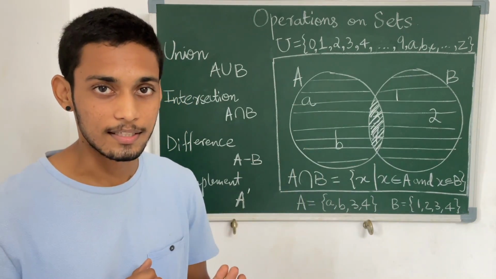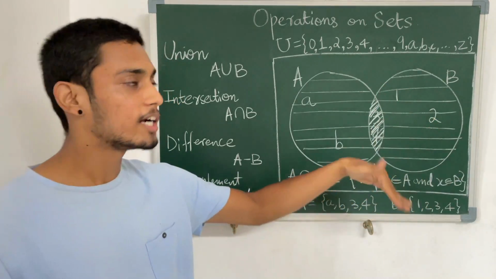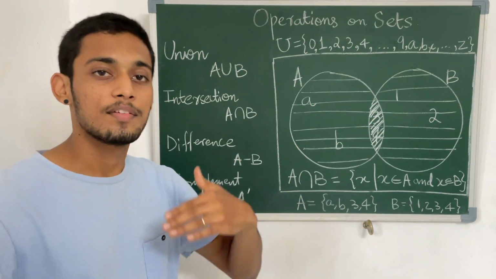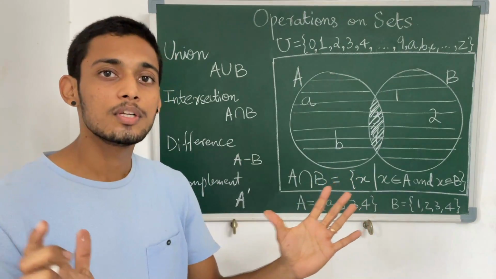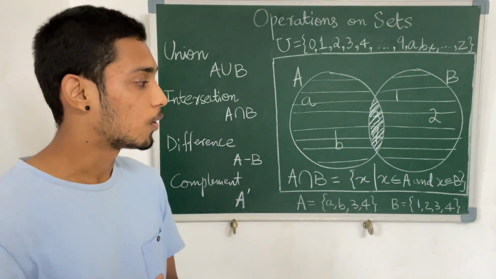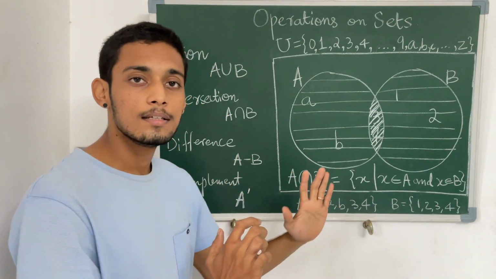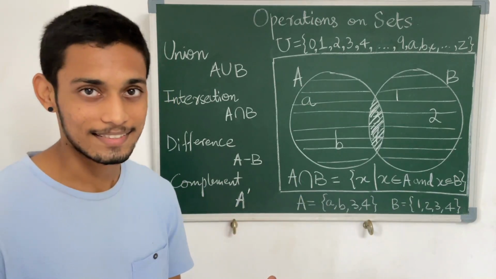Otherwise it won't be in the intersection. It will either be in A or it will be in B, or it might be in the universal set. So when we're talking about certain sets, we consider the universal set to have all the elements. Okay. So till this, I think we understand the meaning of union and intersection.